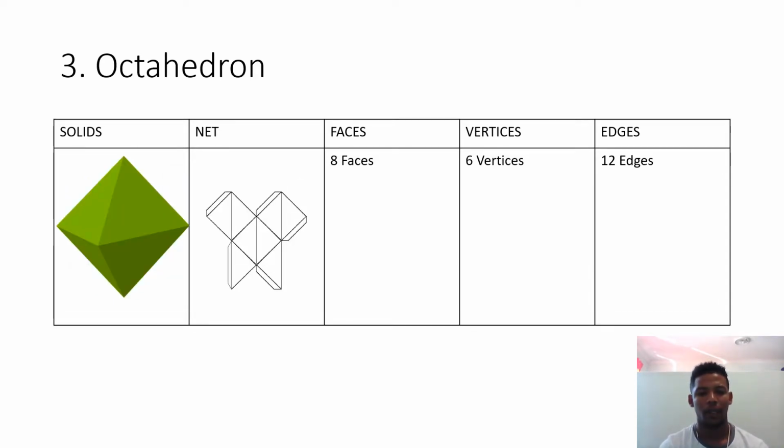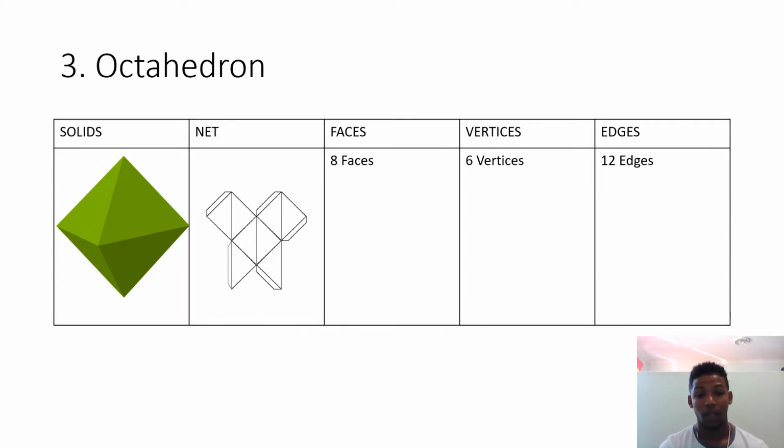The octahedron gives us the solid, the nets, the faces, the vertices, and the edges. By the solid we can see the form in its final shape. The net gives a layout of the octahedron and how it needs to combine or compile to make the final solid shape of an octahedron.